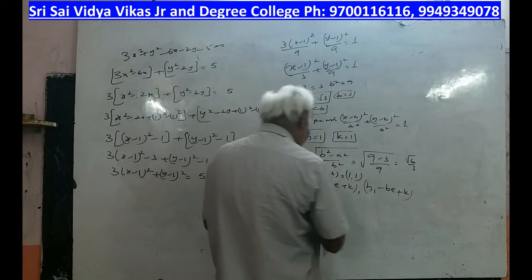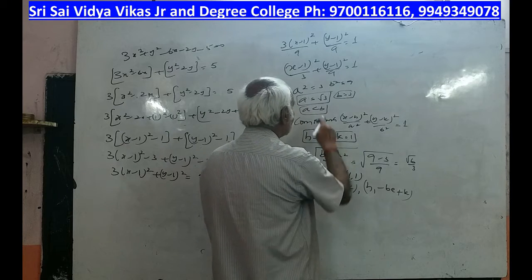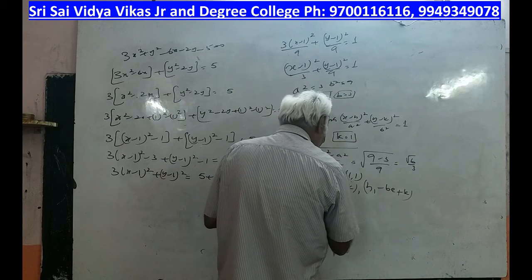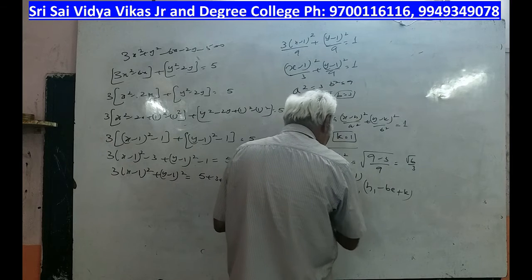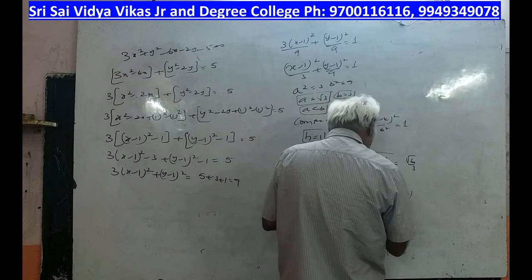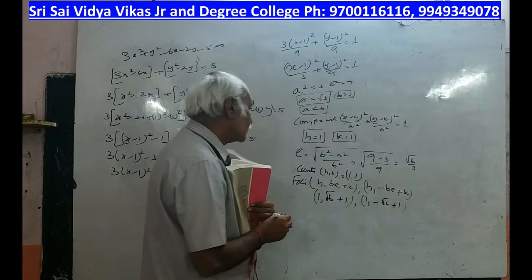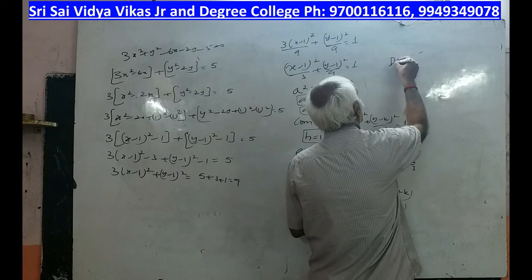So what is the h value? 1. What is the b value? 3. And the e value is root 6 by 3. So this becomes root 6 plus k value 1. Here 1 comma minus root 6 plus 1. Right? Next, directrix.